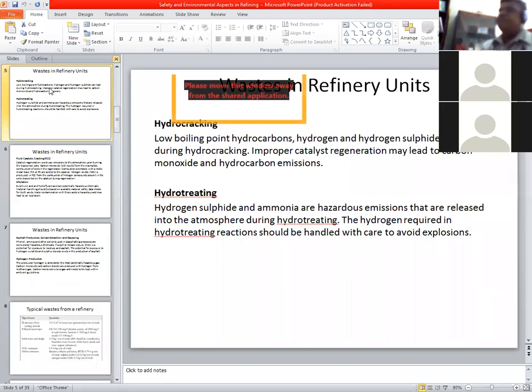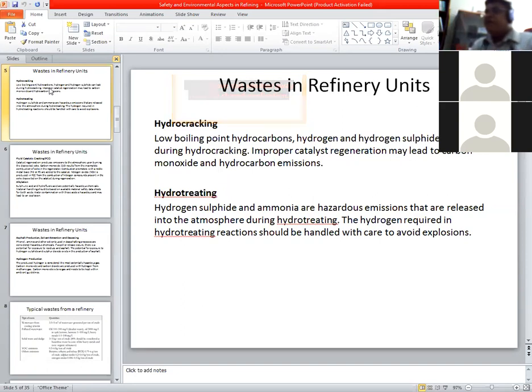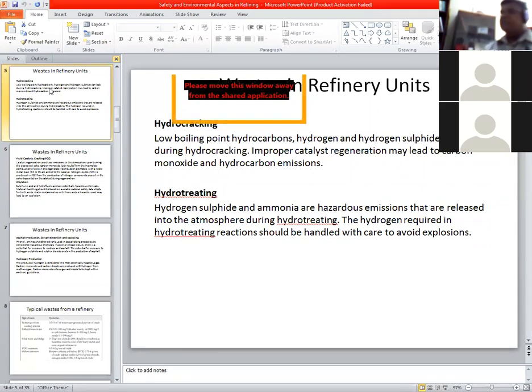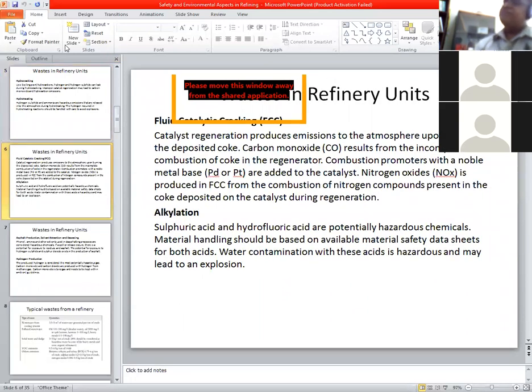Hydrogen itself is hazardous, and it can release a huge amount of energy. So we have to be very careful when dealing with hydrogen because it is very explosive. Moreover, in the hydrocracking unit, since we are using catalyst, we also do the regeneration. While we do the regeneration, some coke burns, and due to that carbon dioxide or carbon monoxide can escape. Next activity is fluidized catalytic cracking, FCC.